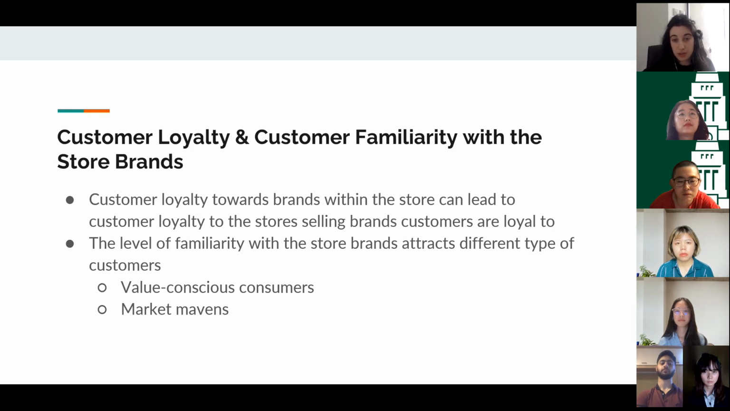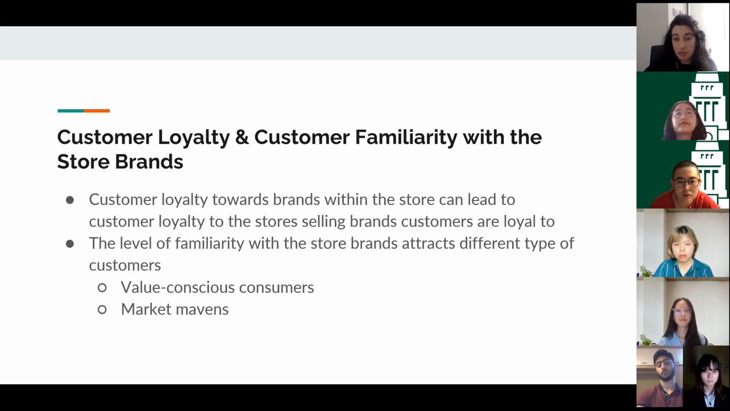So the relationship between customer loyalty and customer familiarity with the store brands basically arises from the loyalty that consumers have towards the brands that they are offered in the store. So the willingness to purchase the favorite brands of the customers will trigger them to come to the store repeatedly to purchase the brands. And this can generate an opportunity for the retailer store to create customer loyalty.